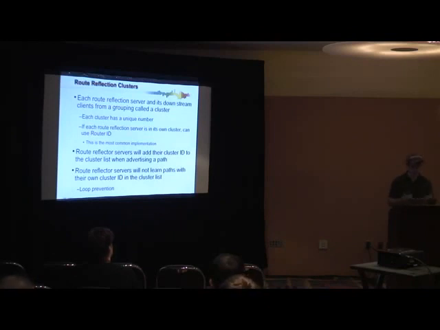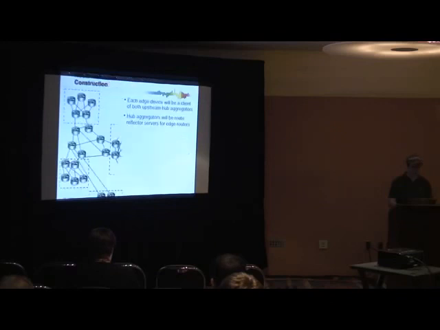It's important to note whether multiple route reflector servers are in the same cluster or different clusters, because if they're in the same cluster, they will not learn routes from each other, and this is for loop prevention. So let's look at how we construct this.